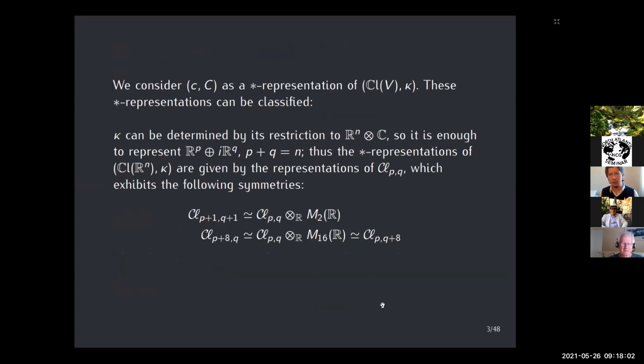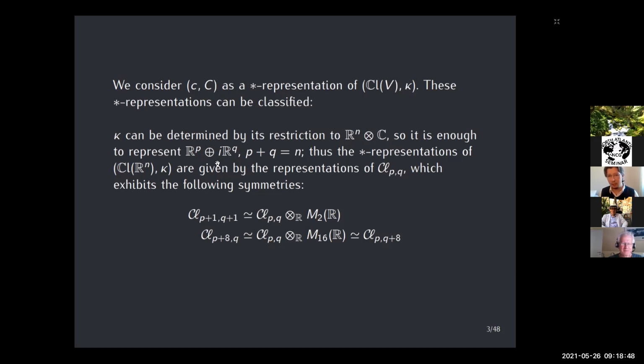Why do you want to do this? Well, the complex Clifford algebra combined with the charge conjugation is basically a star algebra with the star structure coming from the charge conjugation. So the combination of your irrep little c and your anti-unitary operator big C gives you a star representation. And these star representations can be classified. How? Well, first, you note in very basic terms that the action of the charge conjugation on the Clifford algebra is more or less entirely determined by the complexification of R^n, let's just say for the n-dimensional case.